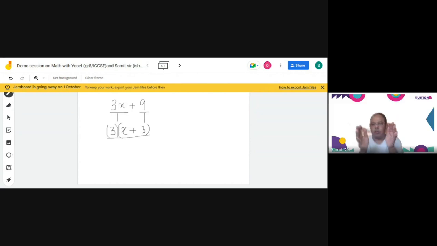So we have grouped 3x plus 9, and then we have tried to find out the factors of 3x and 9 and identify what is common between them, separate it out, and whatever is left, that is another factor which is coming. This is one of them.